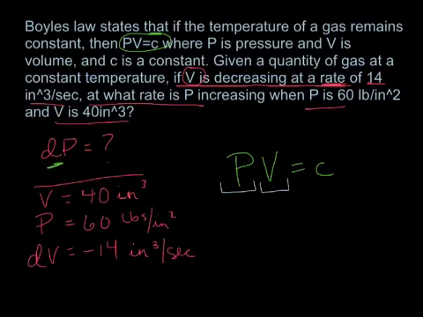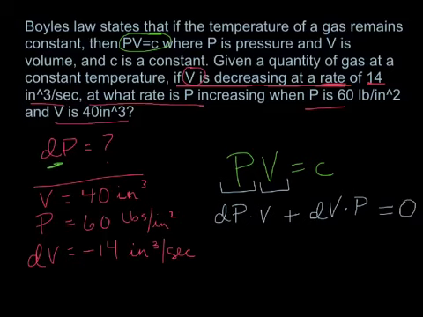The derivative of P is dP. So that's the derivative of the first times the second. Plus, the derivative of the second is dV times the first. All right, so I'm done with my product rule. Equals the derivative of any constant. A constant is just a number. Derivative of all constants are 0.